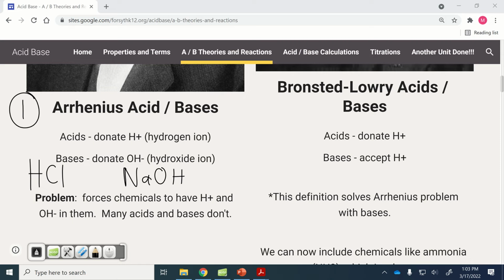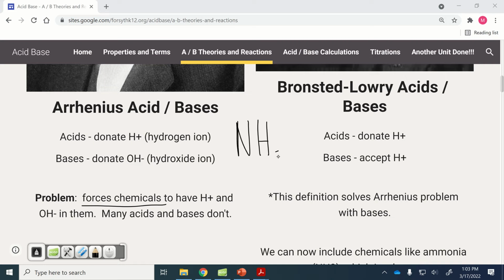Now, the issue with this definition, you probably can think about it, is this definition forces those chemicals to have an H+ and OH-. And we know of chemicals that are bases that don't have OH-. One that we need to know is NH3. NH3, ammonia, if I put litmus paper in it, will turn blue. When I put phenolphthalein in it, it will turn pink. And it therefore is a base.